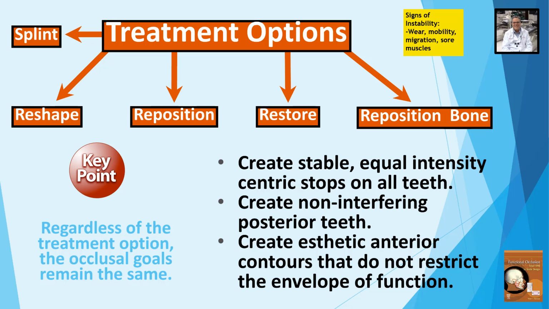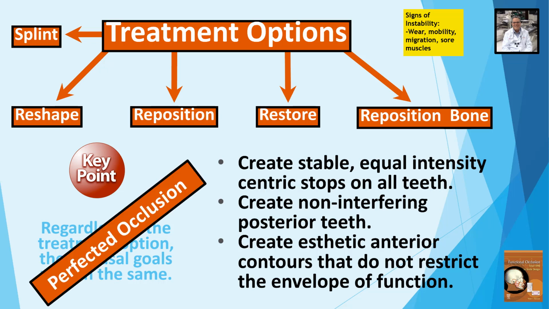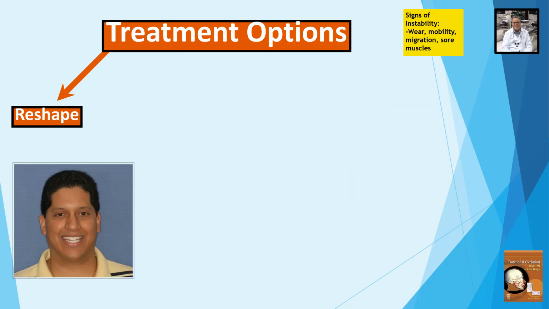Now, what do we call this when we create these things listed? We've been talking about it in great detail. Well, we call that a perfected occlusion. And so now we have a tool, we have a concept to build towards in order to treat the occlusion. Let's go through a couple quick examples.